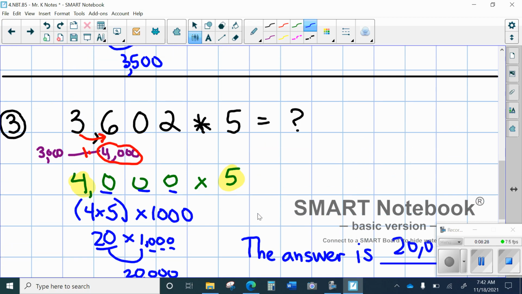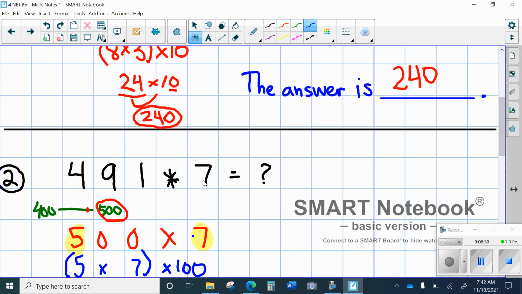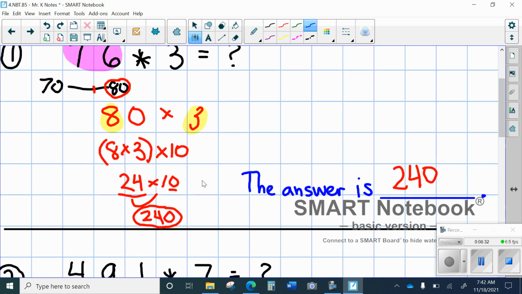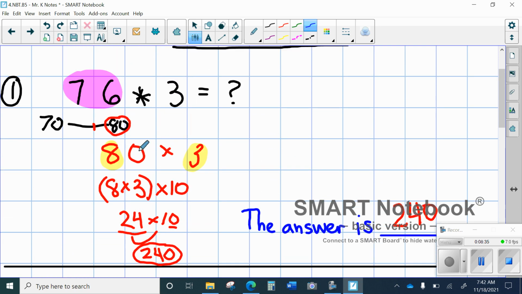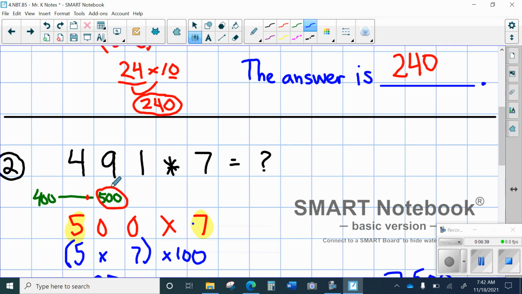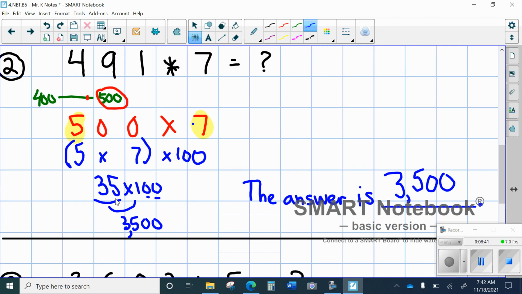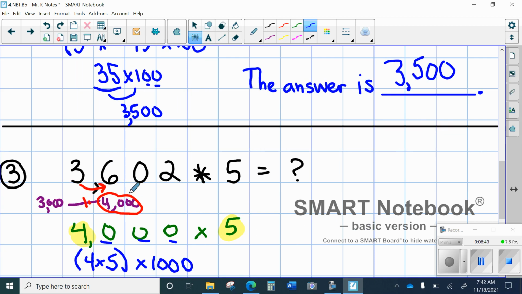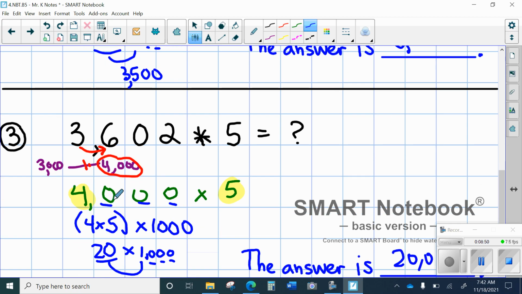Hopefully that gives you a little bit of help with estimating products. Estimating products when we round to the nearest 10, estimating products when we round to the nearest 100, and estimating products when we round to the nearest 1,000. So stay tuned. You'll have a homework help video as well that will give you a little bit more practice with this skill.